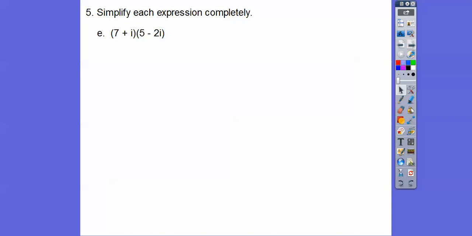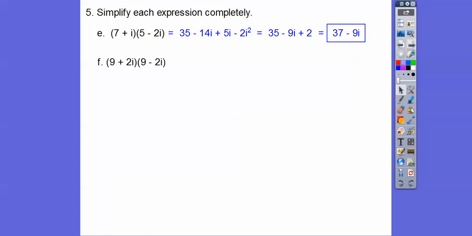Okay, here, let's FOIL this out. First, outer, inner, last. And then don't forget, 2i squared is 2 times -1, so that -2i squared becomes plus 2. All right, 35 plus 2 is 37. 37 minus 9i, okay?